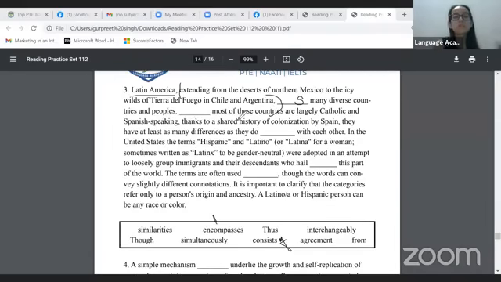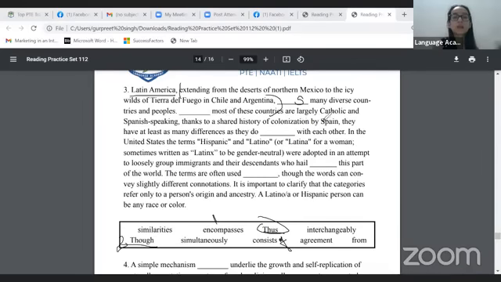Dash, most of these countries are largely Catholic and Spanish speaking. They have at least as many differences as they do dash with each other. So what we have in capitals was thus and though. Thus is used for conclusion. This is just the second statement of the paragraph, and this is not concluding the previous one. So we'll go with though.